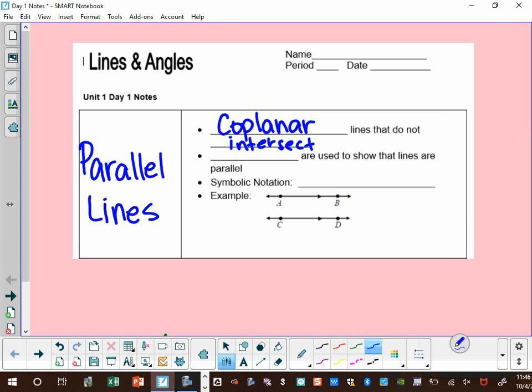Sorry. Alright, so parallel lines are coplanar lines that do not intersect. We use arrows to show that lines are parallel. What arrows? It's just what the world of geometry told us to do. So if you guys notice here in your example, normally your arrows look like this, and that's just the way that we know it's parallel. They are triangles sometimes. Arrows are triangles.